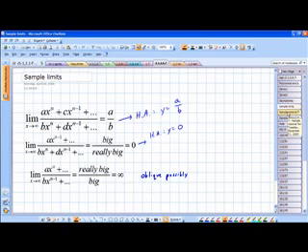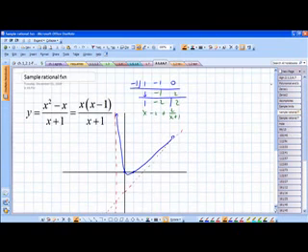Here are a couple examples with graphs. So here we have y equals (x squared minus x) over (x plus 1). I can factor the numerator. In doing that, it helps me to find the x-intercepts. So I have x-intercepts at 0 and at 1, hence those 2 points. I have a vertical asymptote at x equals -1 because of the denominator. Now this slant asymptote, let's see where that came from.